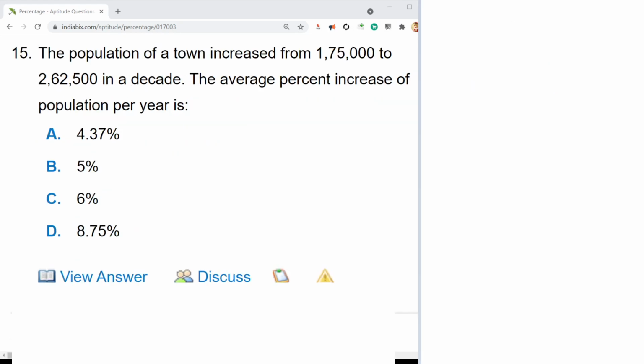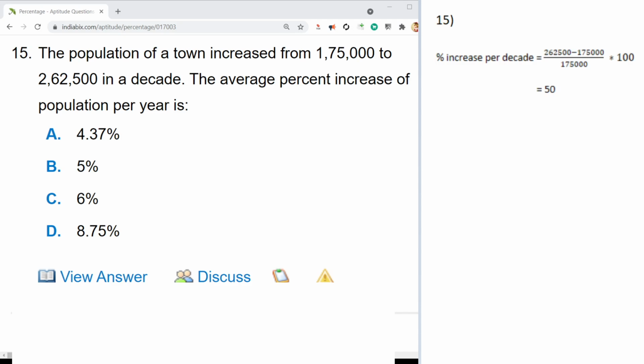Option A is correct. Let's see problem number 15. The population of a town increased from 1,75,000 to 2,62,500 in a decade. Find the average percentage increase of the population per year. So initial population is 1,75,000. After 10 years, population is 2,62,500. We need to find the percentage increase. Percentage increase formula is final value minus initial value by initial value into 100. That is 2,62,500 minus 1,75,000 by 1,75,000 into 100, which equals 50.